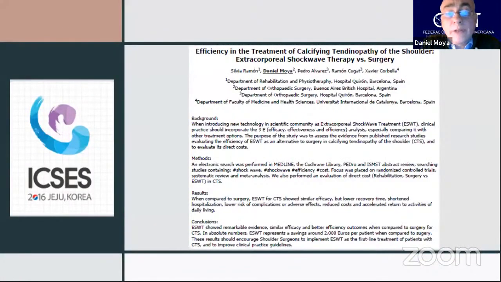We have shown with Silvia Ramon and the group of Hospital Quirón in Barcelona that when we decide to treat these patients with shockwaves instead of surgery, we got savings that are between 6 to 7 times in favor of shockwaves comparing to arthroscopic surgery. So it is worth to treat these patients. Generally, the worst result we can get is that there are not changes, because we get good results in around 75% of the cases, but it is worth to try.